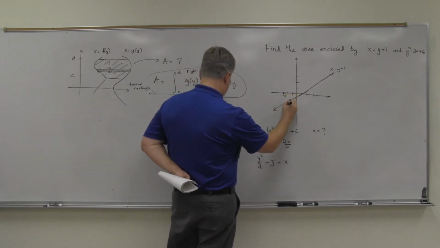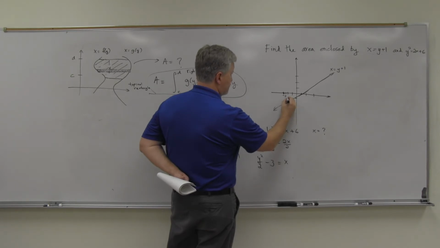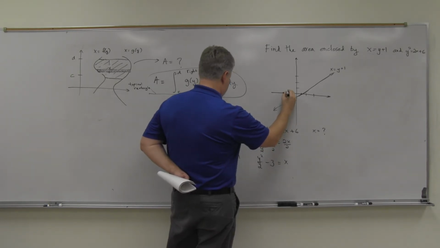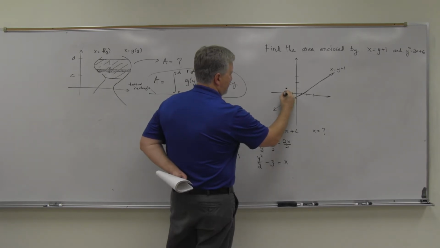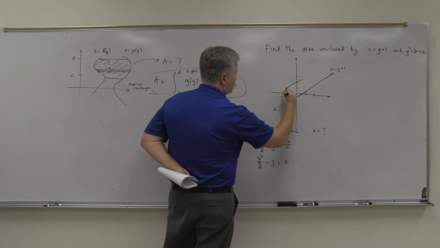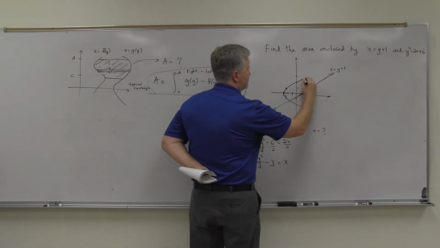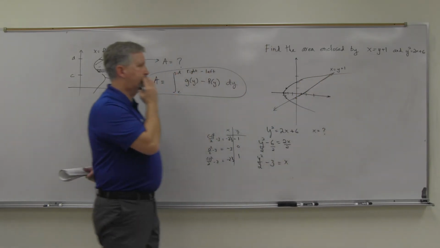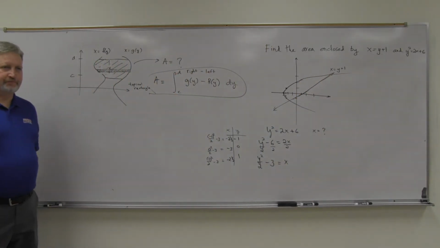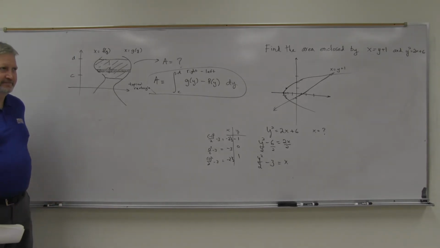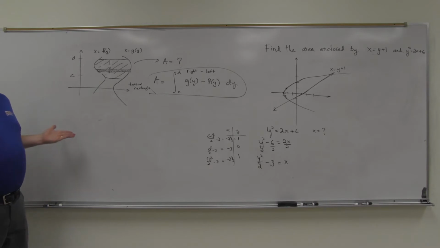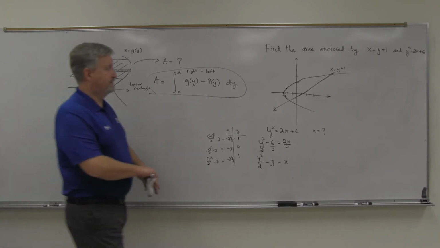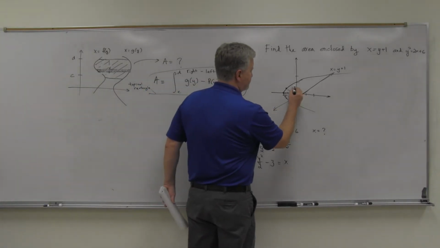Negative 2.5, negative 1, negative 3, 0, negative 2.5, 1. Just to kind of give you an idea of what it looks like. Okay. Now, question is then, how am I going to find that area enclosed?